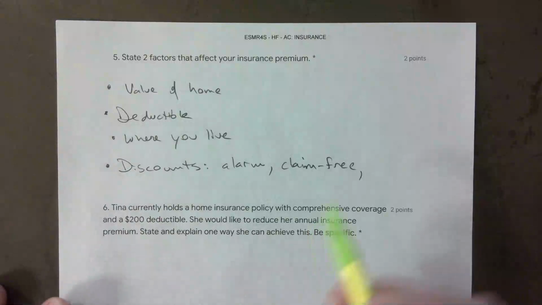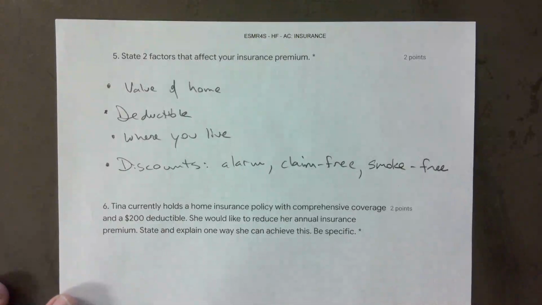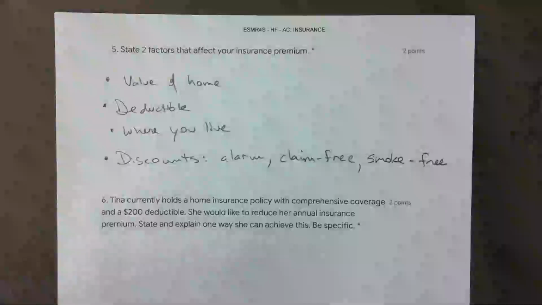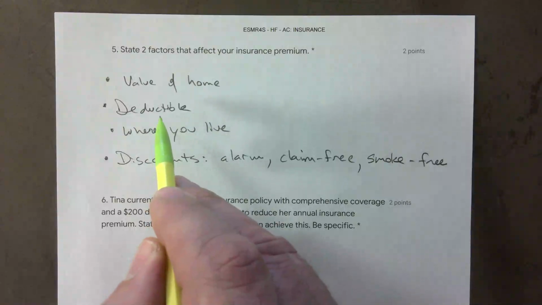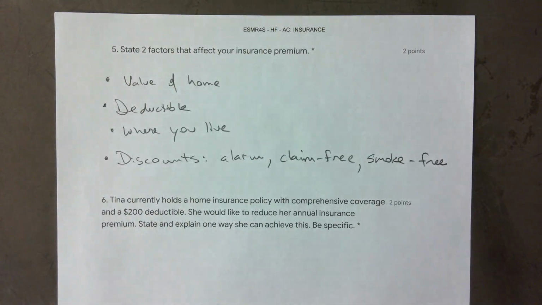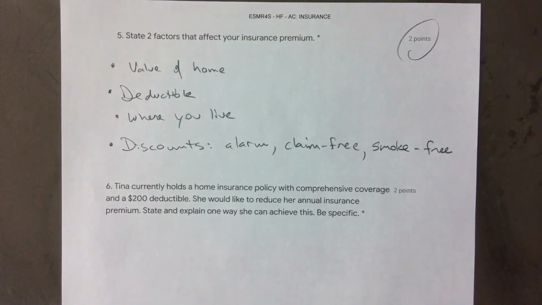So, hey, smoke-free, that is also a discount. So if you have no claims in the past or for a long time, smoke-free, nobody in the house smokes, then you get a discount as well. Alarm, if it's monitored, even more. Any others? I did talk about the deductible. I did talk about, there's so many things that I've talked about. I think this is good. If you have 2, you got 2 marks there. 2 points for that.